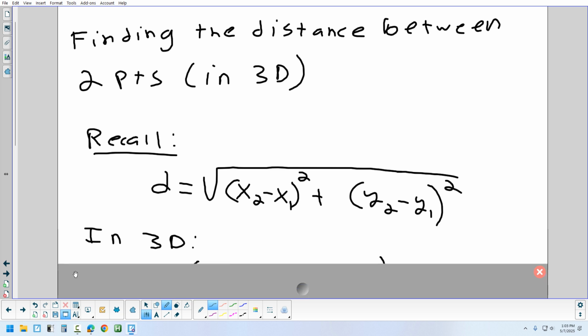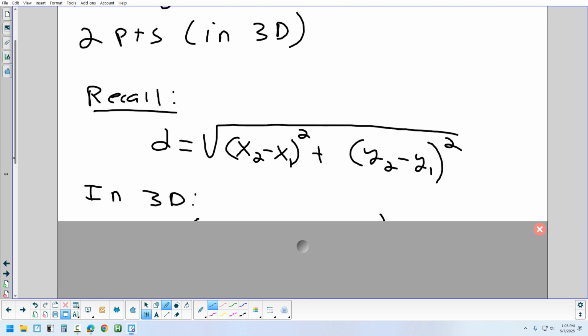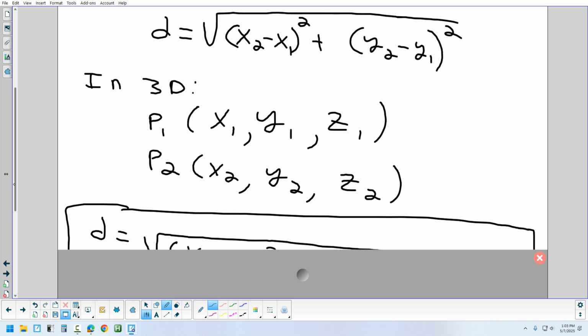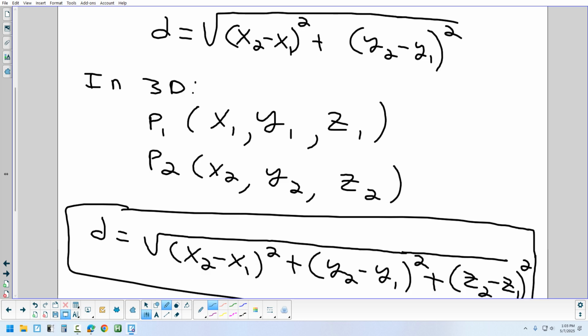So now, when we extend that formula for 3D, we just have to add one more piece onto the end underneath the square root. What do you think we're going to add? z2 minus z1 squared. Yep. So every formula that we do today, all you have to do is look at the pattern you already have, and then extend that pattern one more time for the z's.